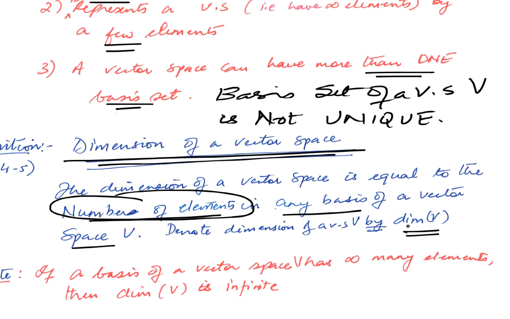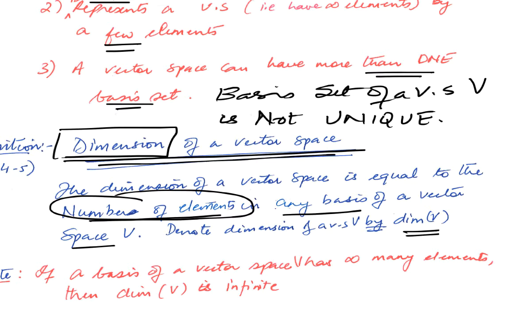Okay, so remember what we just talked about. We said a basis set is a subset, first of all, of a vector space which is linearly independent, and it spans the whole vector space. Not only that, we can have more than one basis set of a vector space. So from there we're saying there's something called dimension. Now the dimension is related to how many elements are present in the basis set. That means the number of elements. So the dimension is equal to the number of elements of a basis of a vector space.